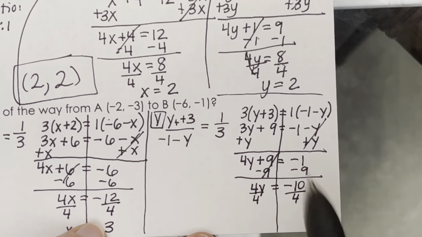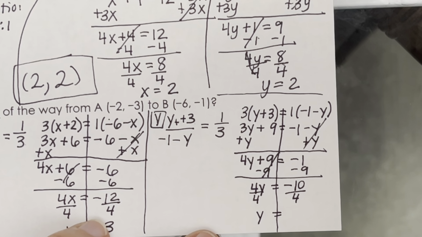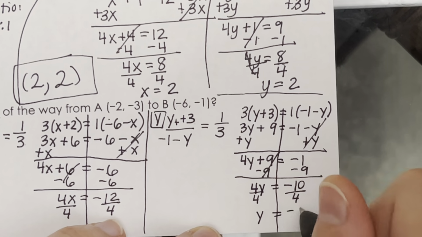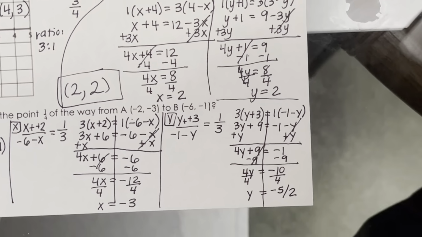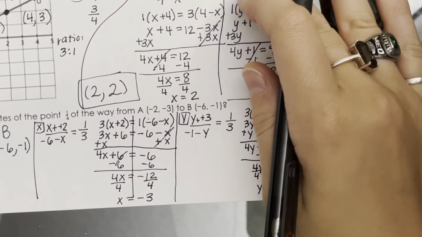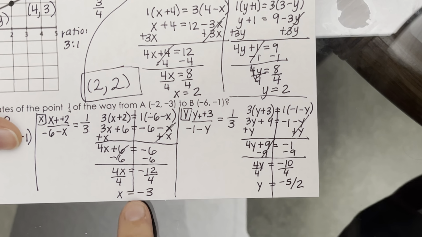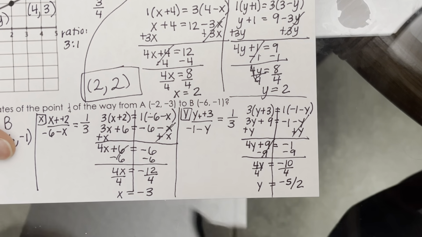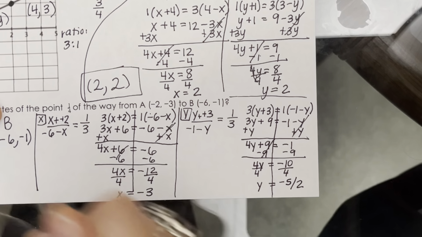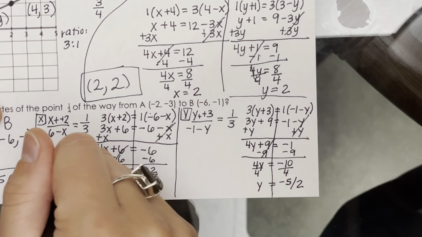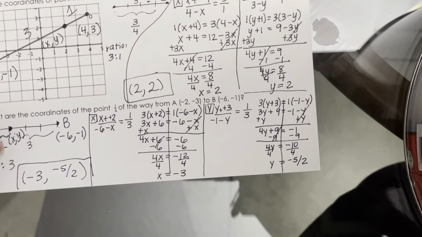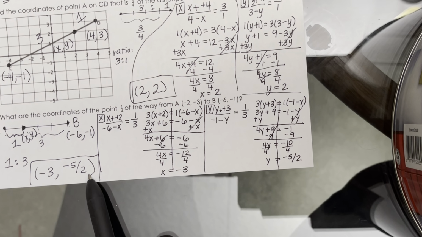Now that's not a whole number, so I'm going to leave it as a fraction, but negative 10 divided by 4, I can reduce that fraction. I can divide both of the numbers by 2. If I divide negative 10 by 2, I get negative 5. And if I divide 4 by 2, I get 2. So your final answer is that your partition point, the coordinates, are (-3, -5/2). Be really careful that you put your x value first, your y value second.